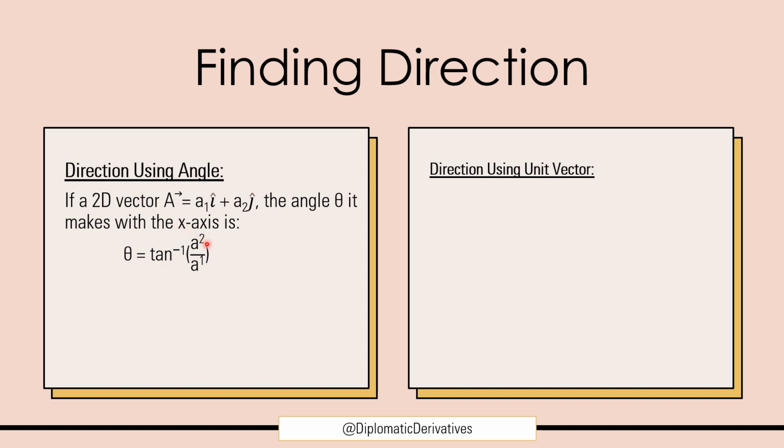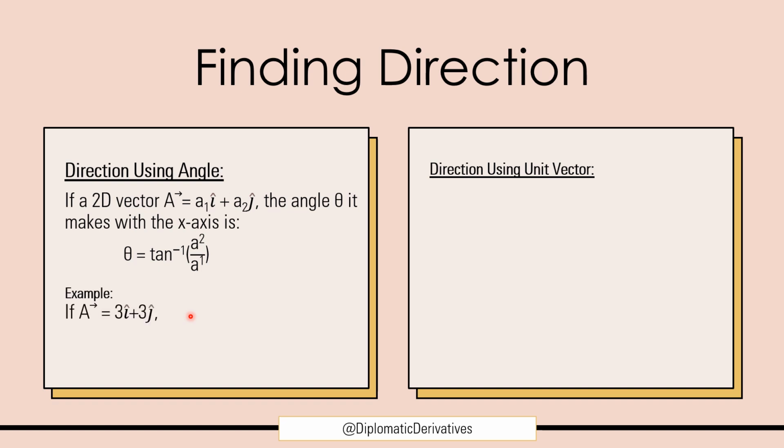So for example, in the question you are given a vector. Let's suppose this is 3i plus 5j, right? Now you have to find the angle it makes with the x-axis. How will you do that? Theta is equal to tan inverse of a2 by a1. So a2 is 5, a1 is 3. That will be tan inverse of 5 by 3. You solve it and you will have the angle, which will give you the direction of the vector, right?